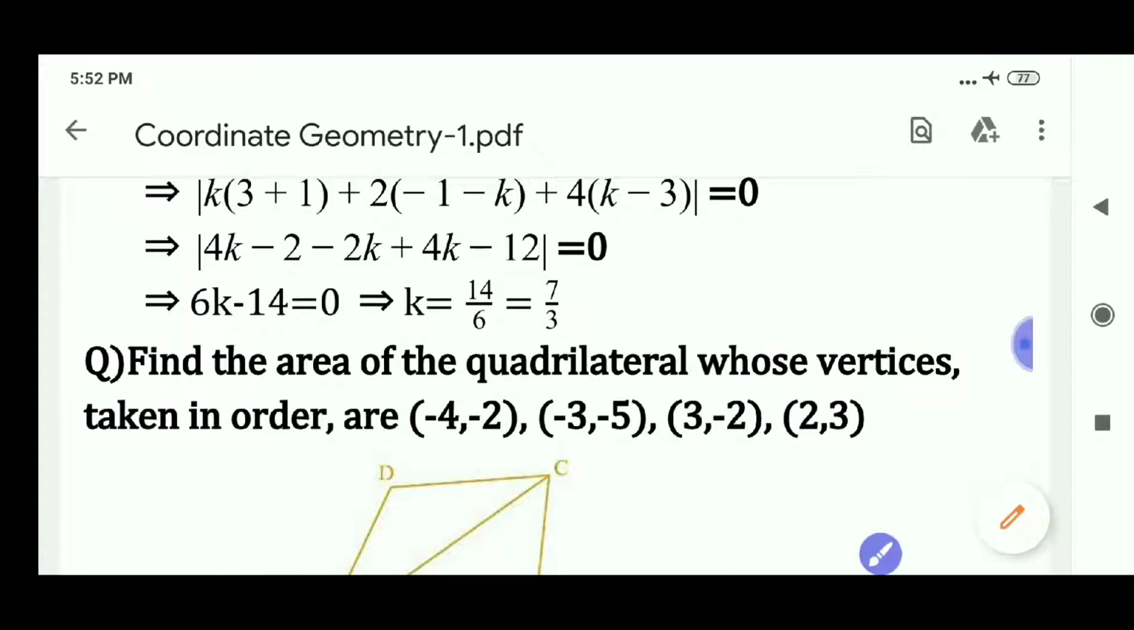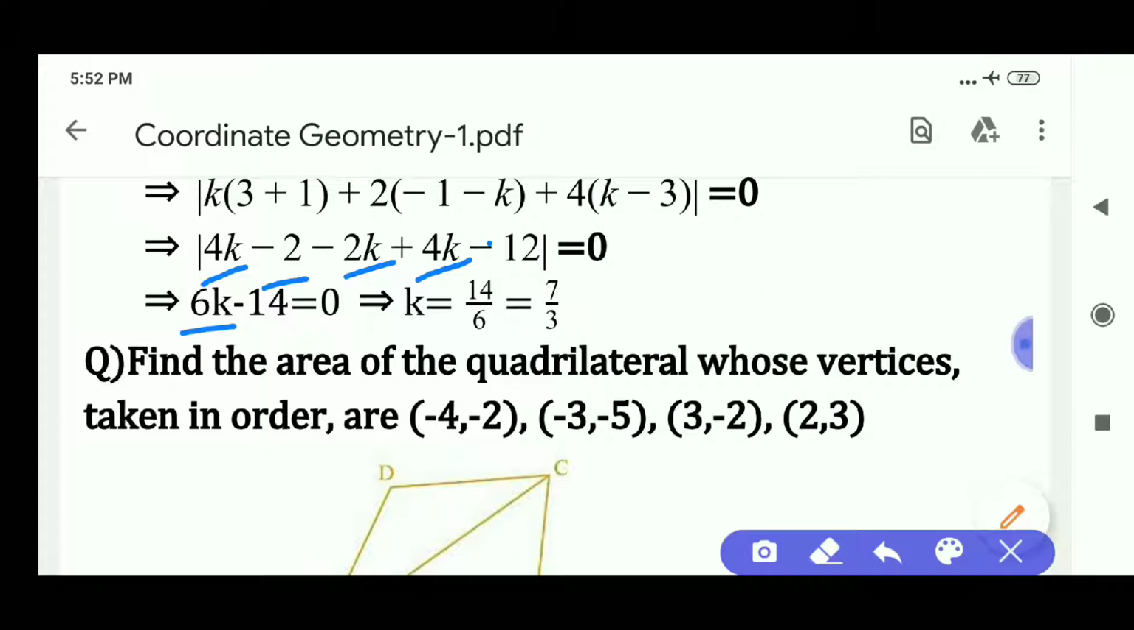That's all. So inside of the modulus, what happened? 4k minus 2k is 2k plus 4k is 6k. Minus 2 and minus 12 is minus 14, and its result is 0. So k equals 14 by 6. By simplification, we get 7 by 3.